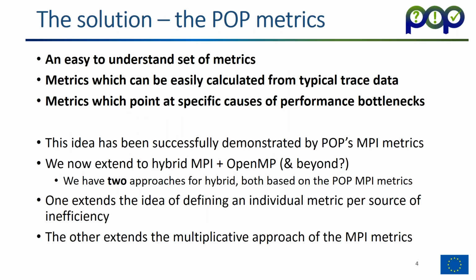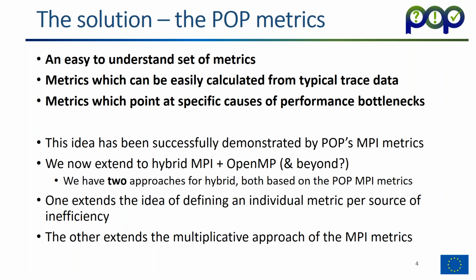And the solution we've come up with in the POP project is POP metrics. The idea is it's a very easy to understand set of metrics which can be easily calculated from typical trace data. And the metrics will point you at a specific cause of performance bottleneck, which then helps you understand what you need to start looking for in the trace data. This idea has been very successfully demonstrated in the POP project with our MPI metrics. And we're now extending this to hybrid MPI and OpenMP code and beyond.